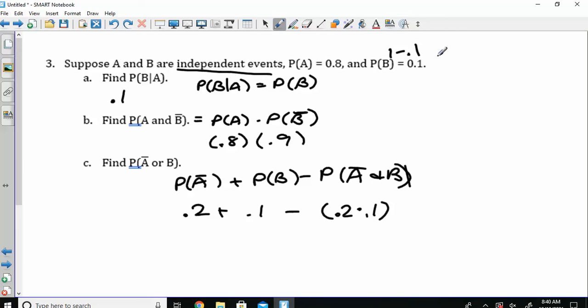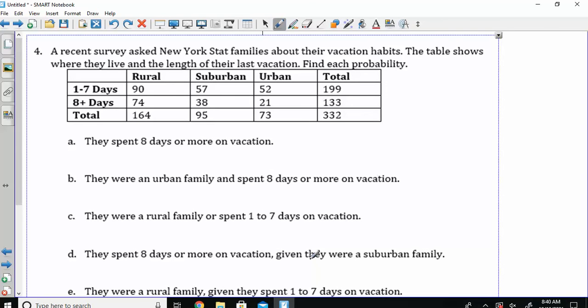For B, how did you get 0.9? It was not B, so I did 1 minus the probability of B. So anytime I want a complement, it's just 1 minus.